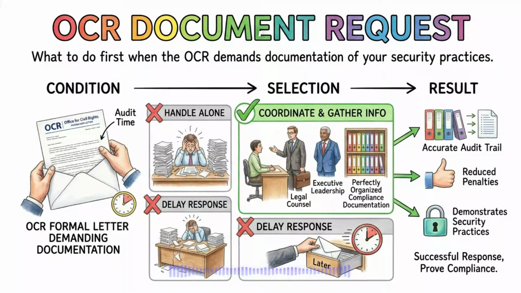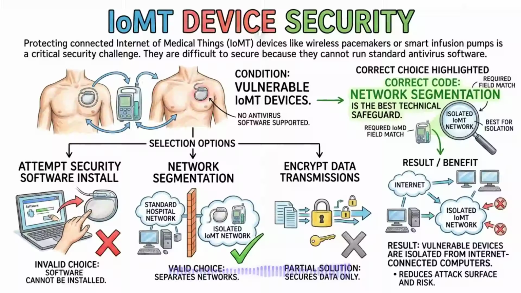You should never attempt to handle a federal investigation alone. Medical device security is a highly tested modern scenario involving the Internet of Medical Things. Devices like wireless pacemakers or smart infusion pumps are notoriously difficult to protect, because you cannot simply install standard antivirus software on them. You must know that network segmentation is the best technical safeguard in this scenario. Placing these vulnerable medical devices on their own isolated network separates them from the standard Internet-connected hospital computers.